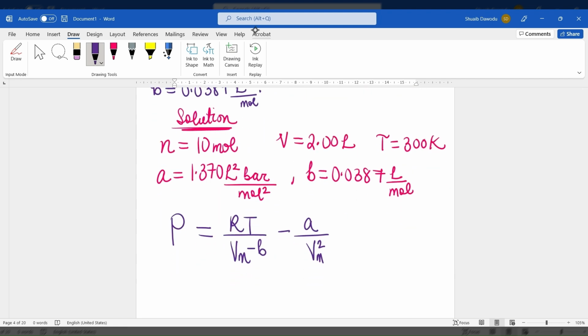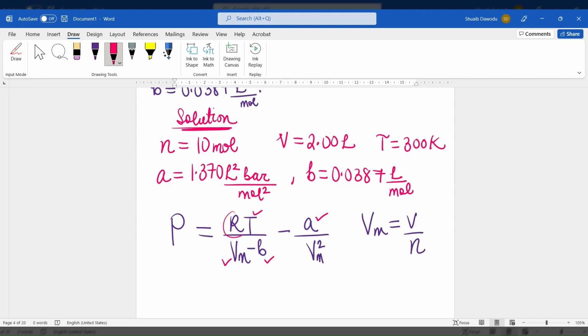We've been given the temperature already. We've been given the value for B. We've been given the value for A. I'm going to come back to R, by the way. We are not given the value of the molar volume, but note that the molar volume is simply the volume divided by the number of moles. So we can easily calculate it here. We're basically given molar volume indirectly.